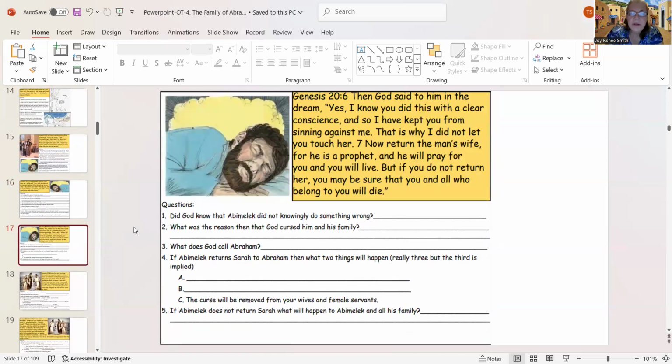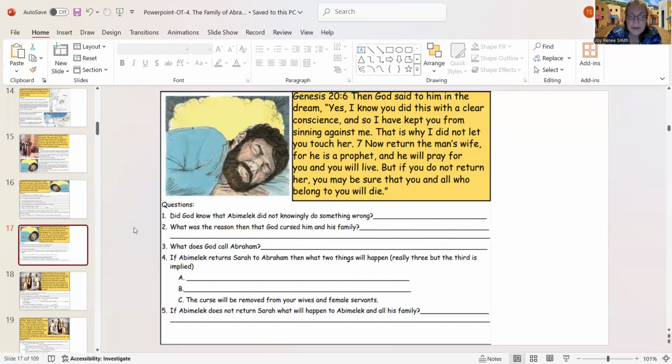So the scriptures continue. Genesis 26. Then God said to him in the dream, "Yes, I know that you did this with a clear conscience, and so I have kept you from sinning against me. That is why I did not let you touch her. Now return the man's wife, for he is a prophet, and he will pray for you, and you will live. But if you do not return her, you may be sure that you and all who belong to you will die."